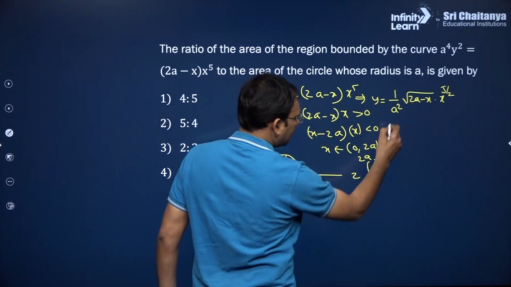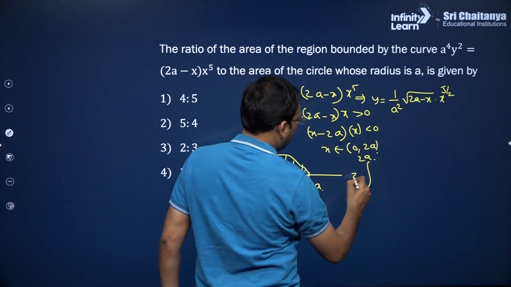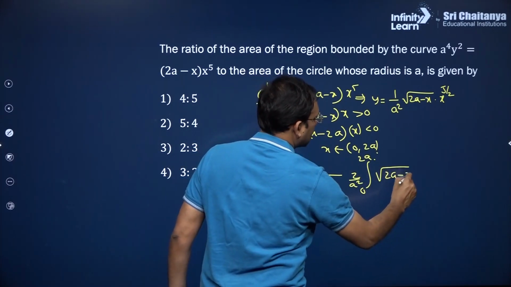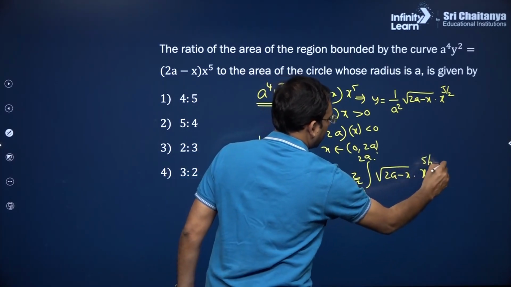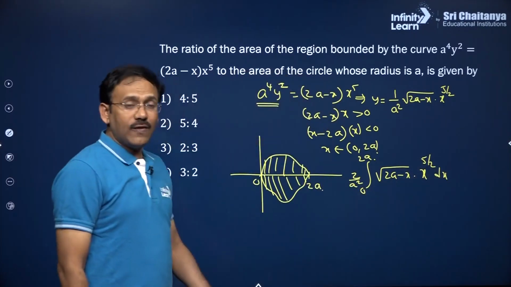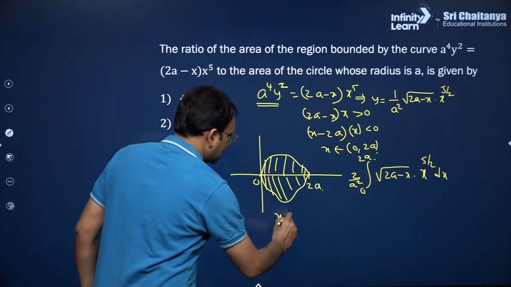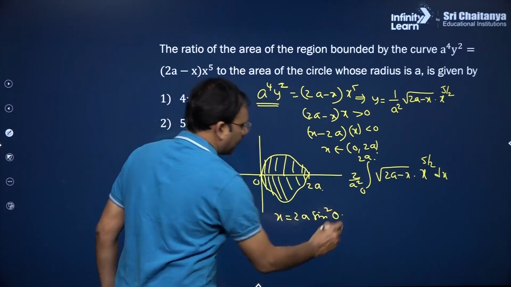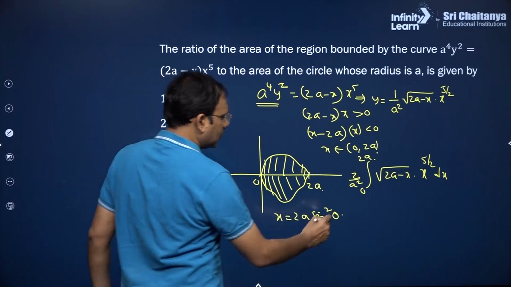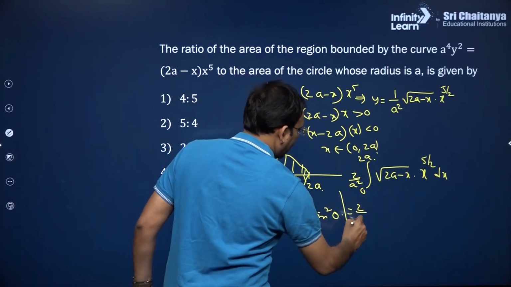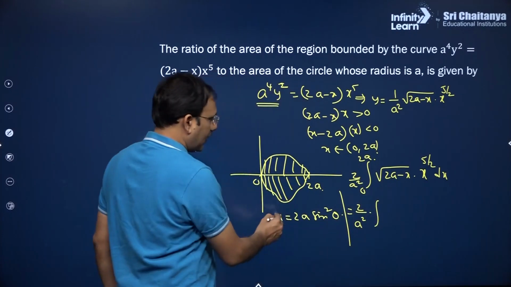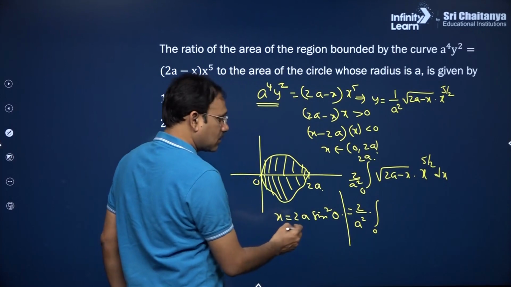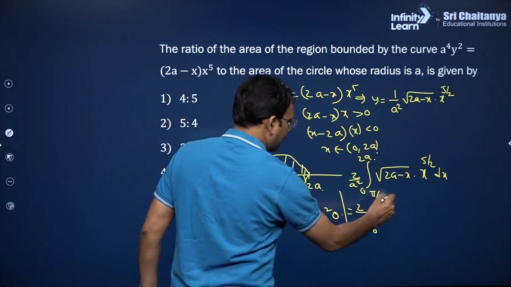You will get this particular one, 1 by a square comes out into root of 2a minus x into x power 5 by 2 dx, my dear friends. To evaluate this integral, you can give x is equal to 2a sine square theta, my dear friends. For this substitution, this is going to be 2 by a square integral when x is 0, theta is 0, when x is 2a, this is sine square theta 1, theta is pi by 2, my dear friends.